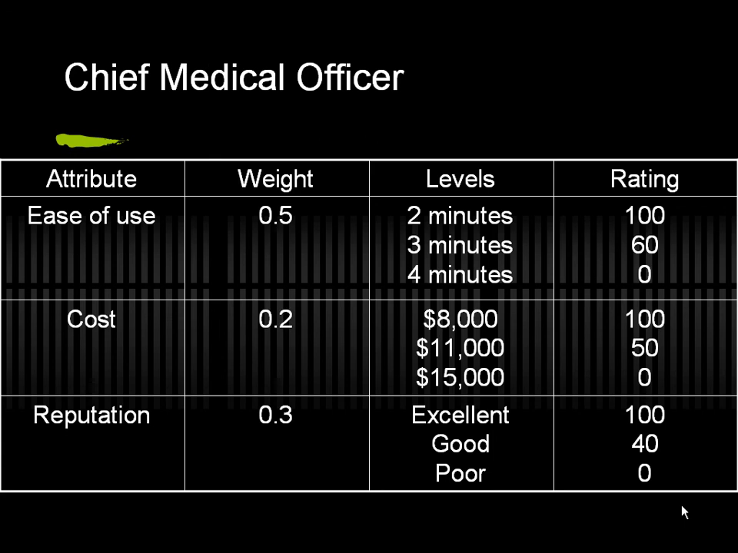This chart represents the preferences of the second expert, the Chief Medical Officer. After the one-on-one interview with the CMO, the analyst found that ease of use is the highest preference with a weight of 0.5. Cost and reputation are secondary with weights of 0.2 and 0.3 respectively.